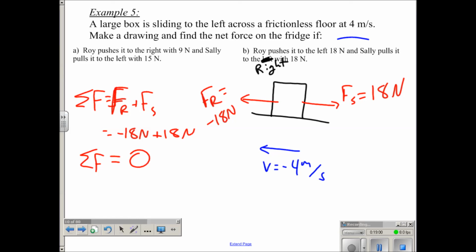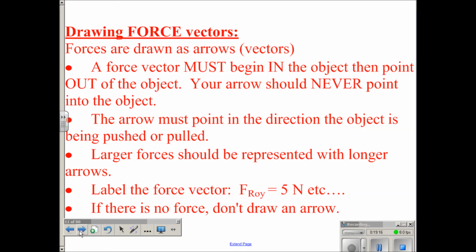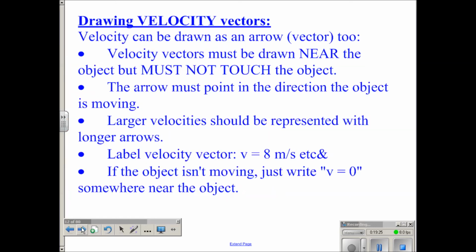Okay? So that is how you make force drawings. We'll learn a little bit more about them later on. And how you find net force. It's the total of all of your forces. All right? Now, as I went through this, I gave you guys some rules. I'm going to really quickly. Here are the rules for drawing force vectors. If you want to pause the video now and jot those down. I'm not going to read them because you can read. And then once you're done with that, here's the rules for velocity vectors.